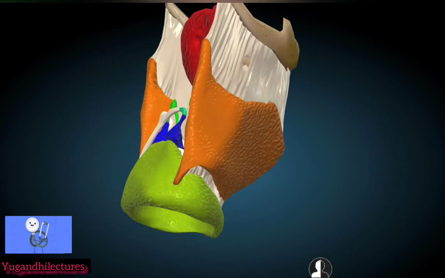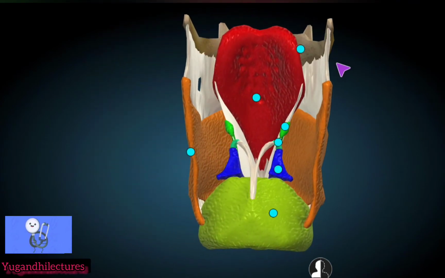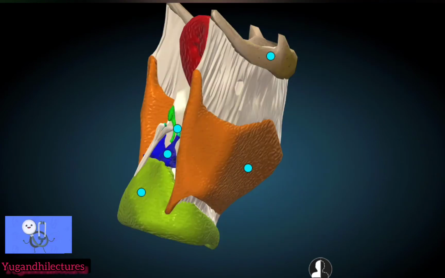Coming to its posterior border, you can see the posterior borders of the thyroid cartilage are free and they do not fuse with each other. The posterior border does not fuse, but it prolongs upwards and downwards to form the superior cornu or horn and the inferior cornu or horn.